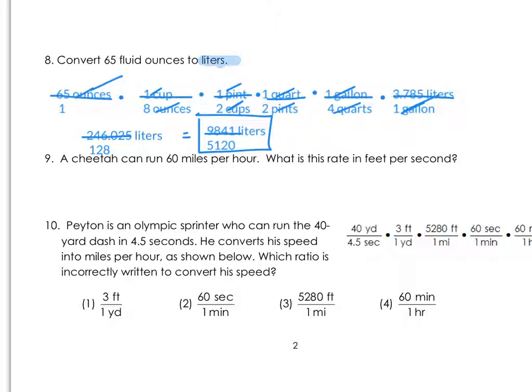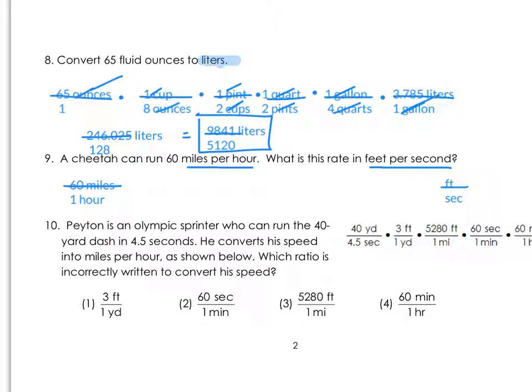A cheetah can run 60 miles per hour. What is the rate in feet per second? So this is a little bit different because we're starting with miles per hour, and we do want feet per second. So feet in the numerator, seconds in the denominator. So I'm going to write that off to the side. So I wrote it like a fraction so I know what I want. Okay, and I'm starting with 60 miles per hour. So I've got 60 miles per 1 hour to start off with.